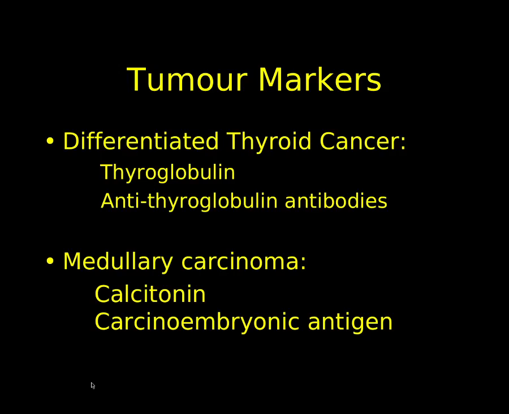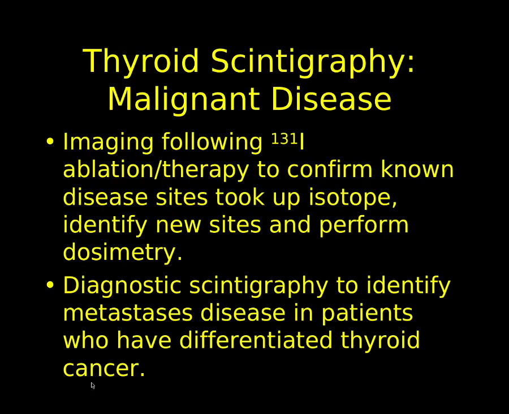With medullary carcinomas, the calcitonin level can fall and the carcinoembryonic antigen level can rise. That can also indicate a dedifferentiation of the tumour. So I'm not going to talk anymore about medullary carcinoma. We're going to talk about differentiated thyroid tumours for the remainder of this talk.